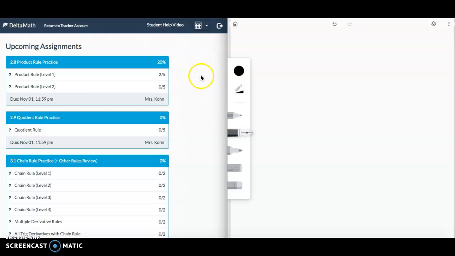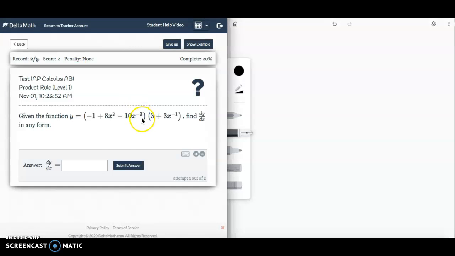Alright guys, in this video I'm going to go through the product rule practice and just do a couple of examples from each level. So let's start with level 1. So we have this function, -1 plus 8x squared minus 10x to the negative 3, and that's one function times the second function, 3 plus 3x to the negative 1. So this is a product of two functions, so I'm going to be using my product rule.